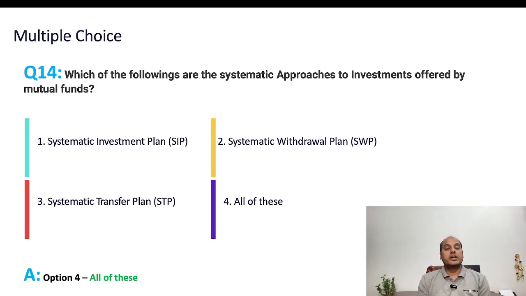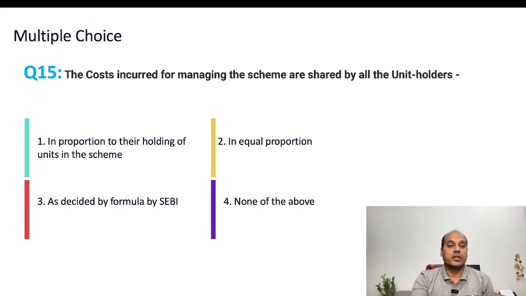Third is a systematic transfer plan. This is nothing but a combination of SIP and SWP. STP is withdrawing your money from one fund and transferring or investing into another fund. That is called STP. Anyway, the answer for this is option 4. All of these are correct.